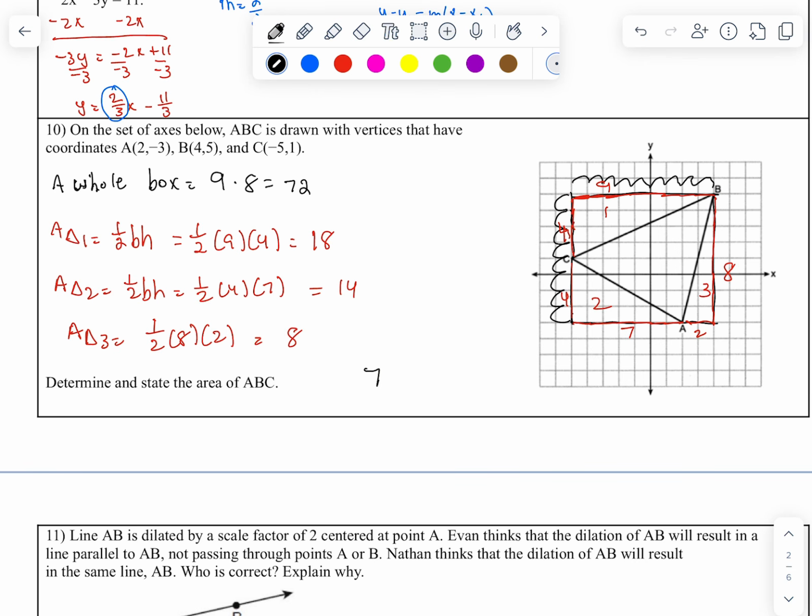So 72 minus 18 minus 14 minus 8. And let's see what that is. I'm going to type that into my calculator right now. Minus 18 minus 14 minus 8. And we get 32. So the area of the triangle that we're looking for is 32 square units.